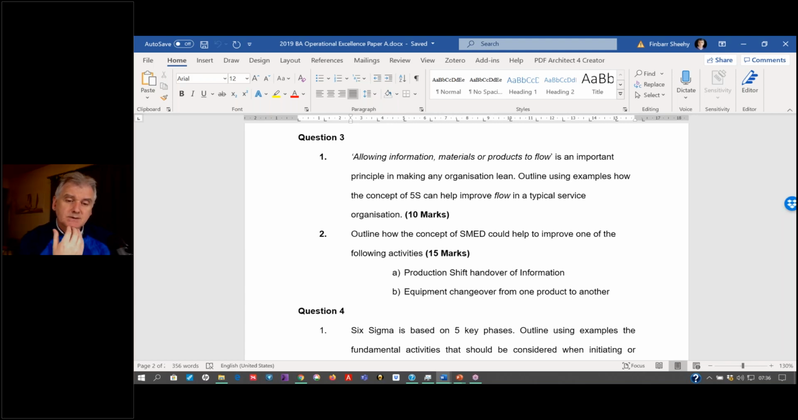So if I was answering that question, what I might do is I would describe what SMED is about in terms of looking at all the steps, looking at what you do beforehand, afterwards, etc. as well, and then probably giving a very simple example. So a shift handover sheet, any kind of a changeover document, anything like that would be an example.